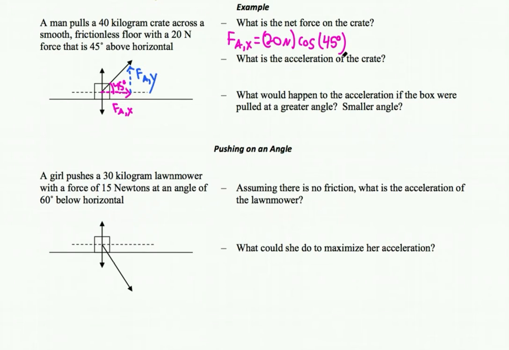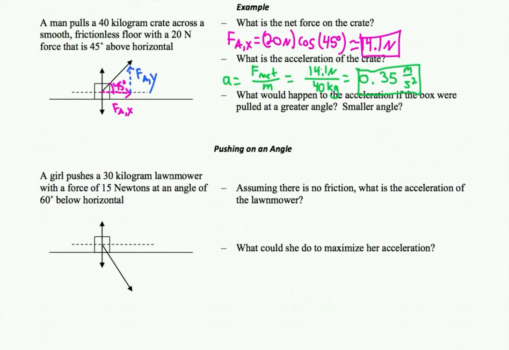So I'm going to do 20 cosine 45, and that's right around 14.1 newtons. So that's our net force for this situation. The acceleration, again, is just an application of our second law, right? F net over m is the acceleration. So our F net we just found was 14.1 newtons. The mass is 40 kilograms. And that works out to 0.35, right around there, meters per second squared for our acceleration.